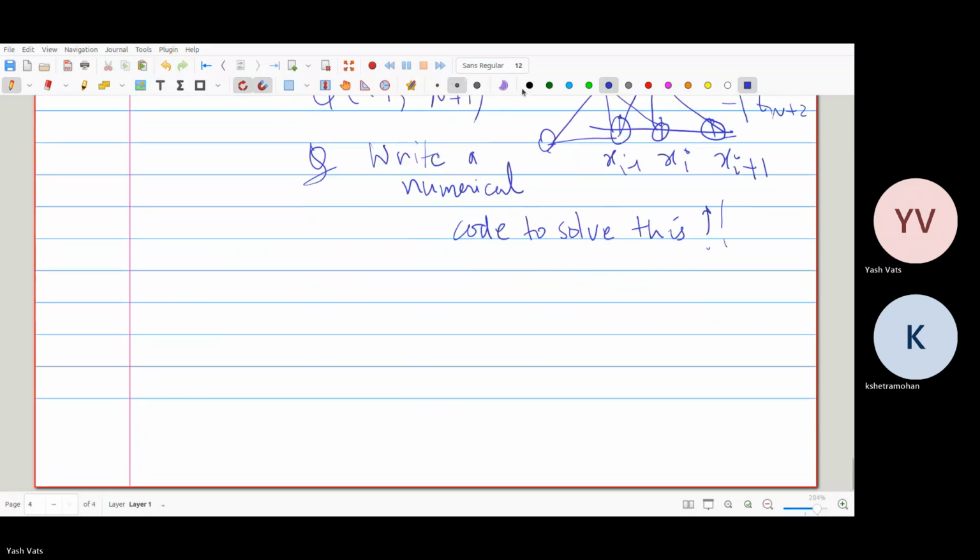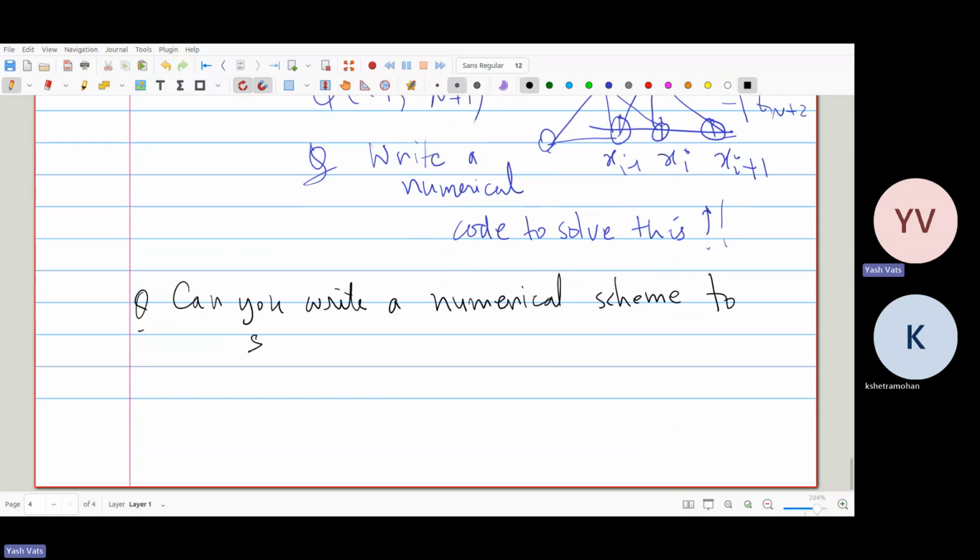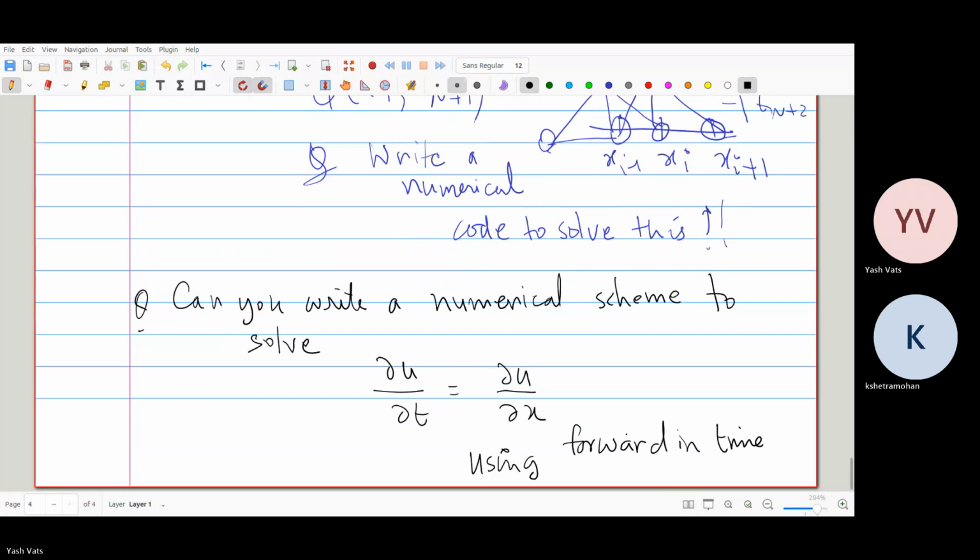So can you write a numerical scheme? Solve this equation: del u over del t is the same as del u over del x, using forward in time and backward in space. Just try to solve it.